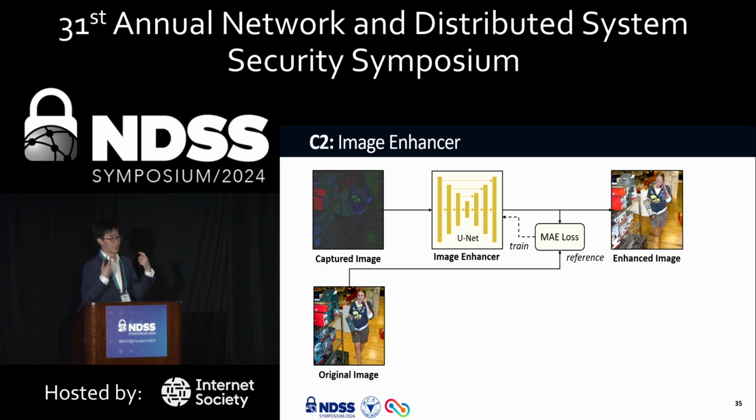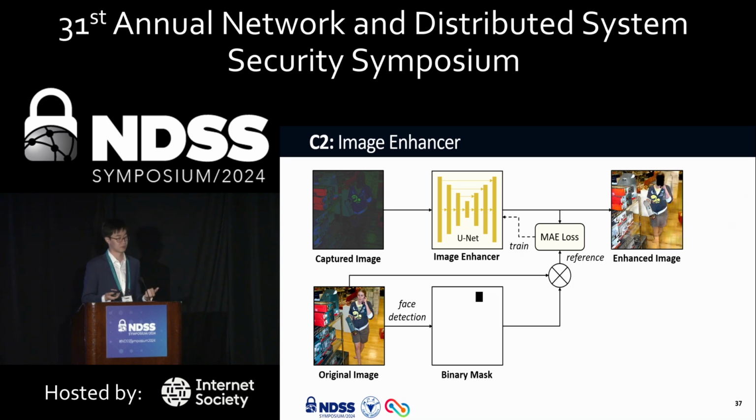We employ a UNet model as the image enhancer and train the model using pairs of captured images and the corresponding original images. The loss function is defined as the mean absolute error between the enhanced image and the original image. However, image enhancement may unintentionally restore the remaining facial information, which decreases the effectiveness of anti-facial recognition against black box attackers.